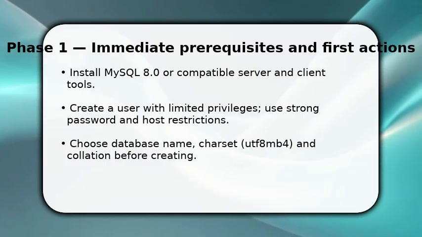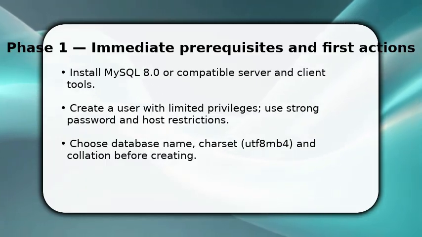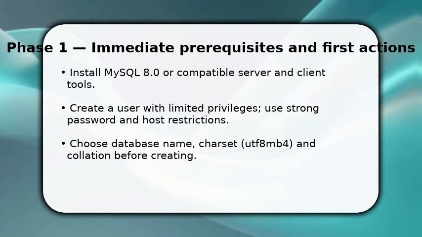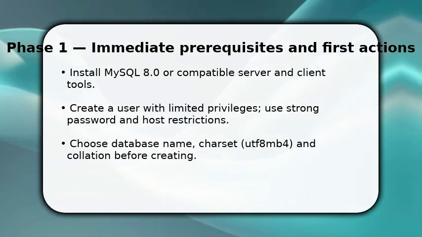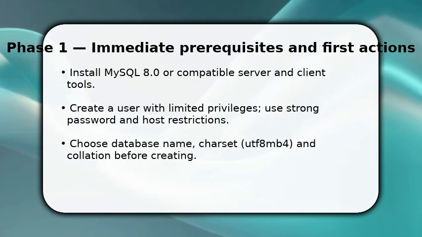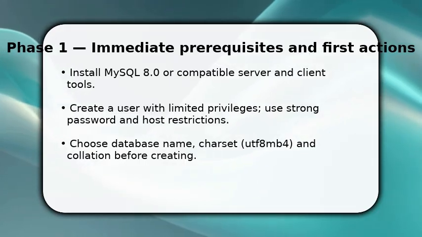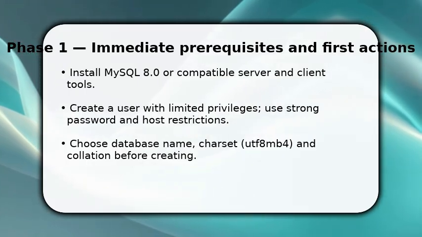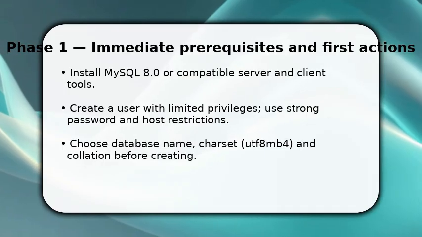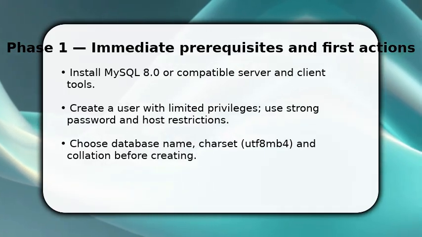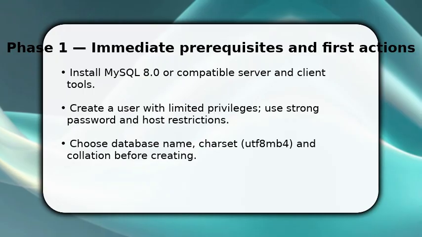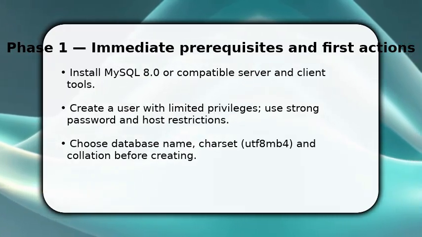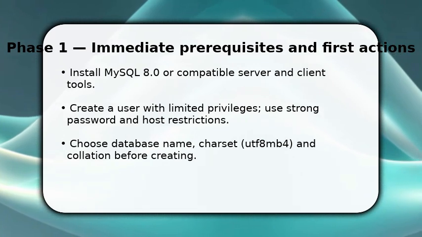You start by preparing the environment and making the first connection. Install MySQL 8.0 and open a secure shell or terminal. Create a dedicated user with only the privileges you need, and create the database specifying utf8mb4 for charset so emojis and multi-byte text work. Once done, connect using mysql -u user -p database. Make sure to use host restrictions and strong passwords for safety. This gets you into the interactive prompt and ready to run SQL.